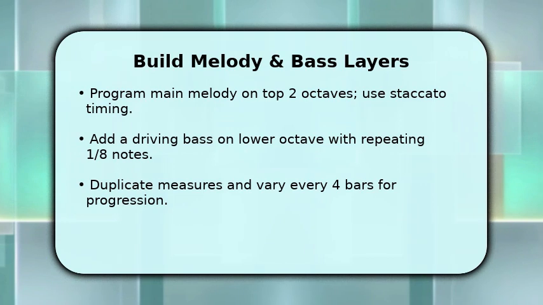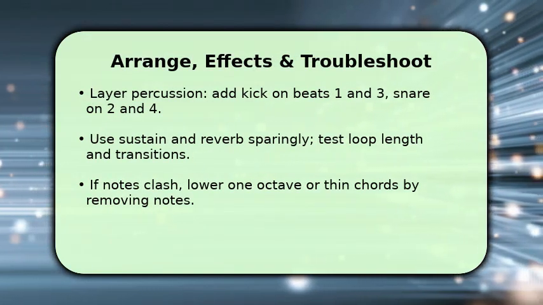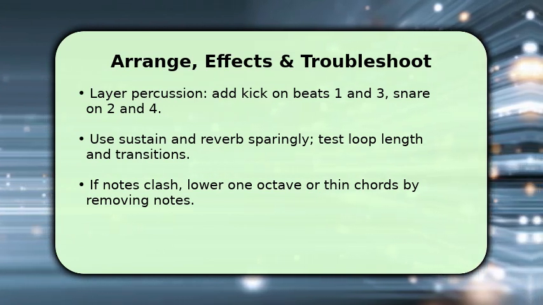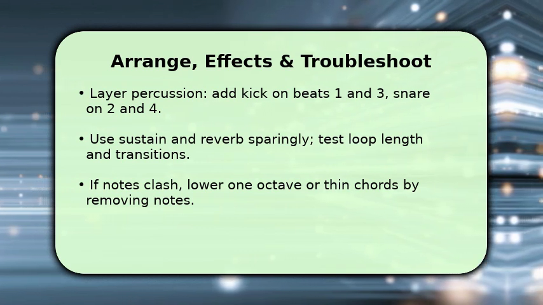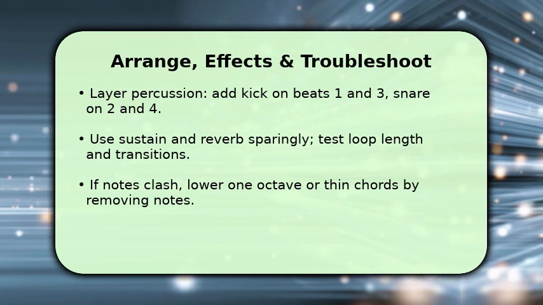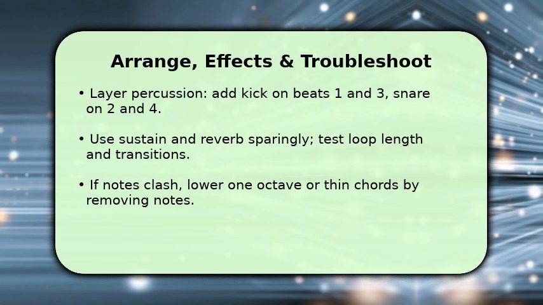Finish by arranging sections: intro, looped verse, and a louder chorus using duplicated blocks. Add percussion with kick on beats 1 and 3 and snare on 2 and 4 to lock the groove. Apply a touch of reverb and sustain to taste, but keep them subtle so clarity remains. Songmaker's effects are limited, so you must sculpt parts instead.